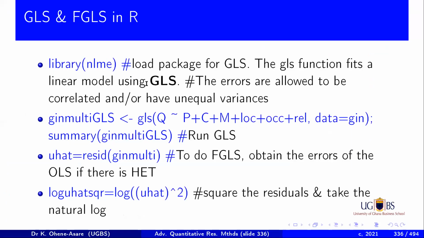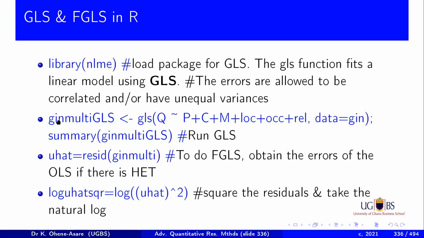So in your note, you will see that there is a command you can use to load the package for the GLS. And this function will fit a linear model using the generalized least square. And in here, the errors are allowed to be correlated or to have heteroscedasticity. Okay? The errors are allowed to be heteroscedastic.